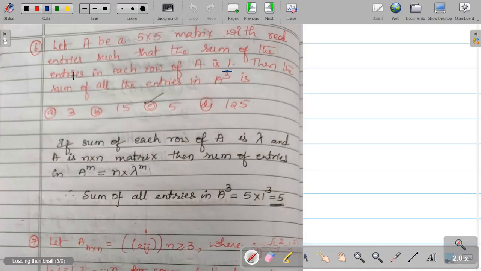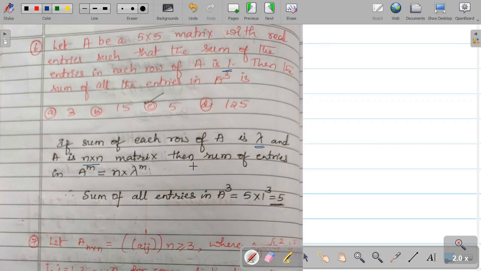Next question, let A be a 5 by 5 matrix with real entries such that the sum of the entries in each row of A is 1. Then the sum of all the entries in A cube is... there is a formula. If the sum of each row of A is lambda and A is an n by n matrix, then the sum of entries in A power m is n into lambda power m. So it depends on the order of the matrix and the sum of each row, that is lambda.